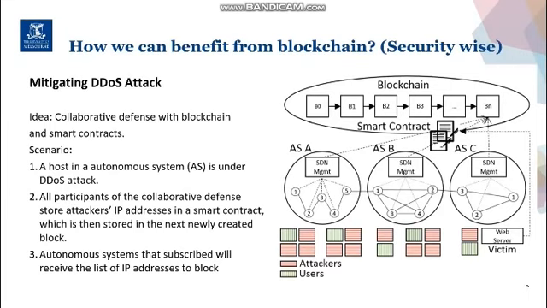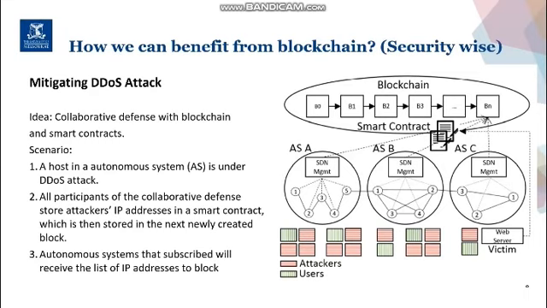Here I will explain the scenario. As you can see, there are three autonomous systems: A, B, and C. Assume a host in one of the systems is under DDoS attack. Some nodes have already formed a collaborative defense.